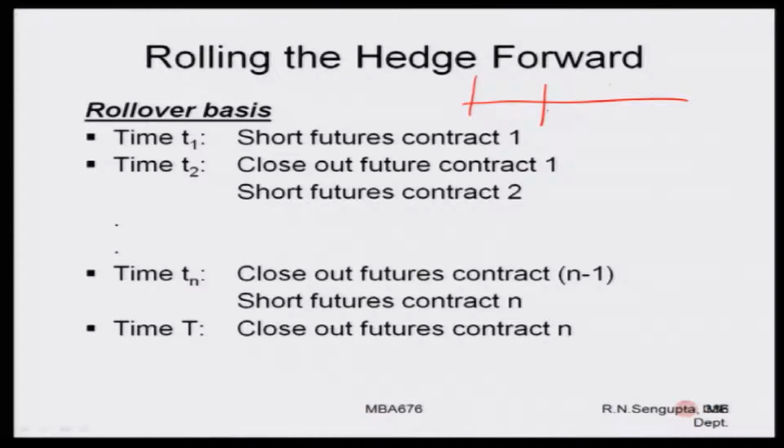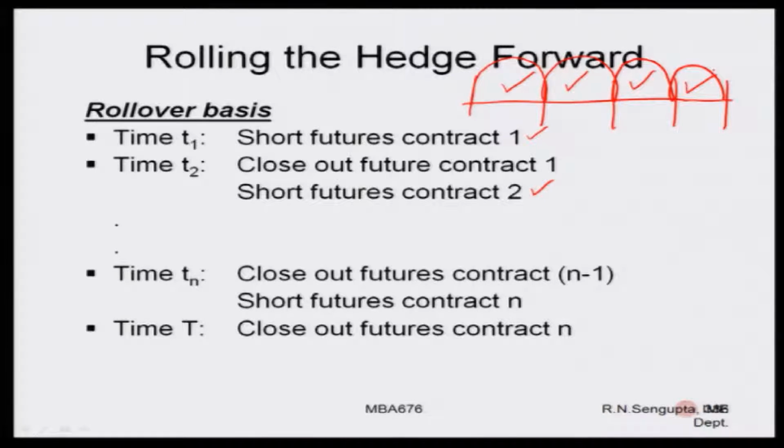If you consider the time frame, this is time T1, T2, T3 and so on. At time T1, when you start, you short futures contract 1, and when time T2 comes, you immediately close that futures contract, but at the same time short a second contract. You continue doing this until you reach the time to maturity. As you do that, there would be basis risk in stage 1, stage 2, stage 3, stage 4 and so on.